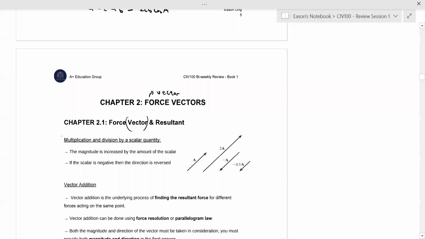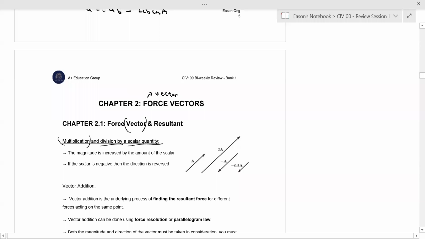So the first one is really multiplication and division by a scalar quantity. They are both the same, right? Multiplication means I'm multiplying by something that's bigger than 1. And division, what it really means is that I'm multiplying by something that's smaller than 1, right? That's all it is.